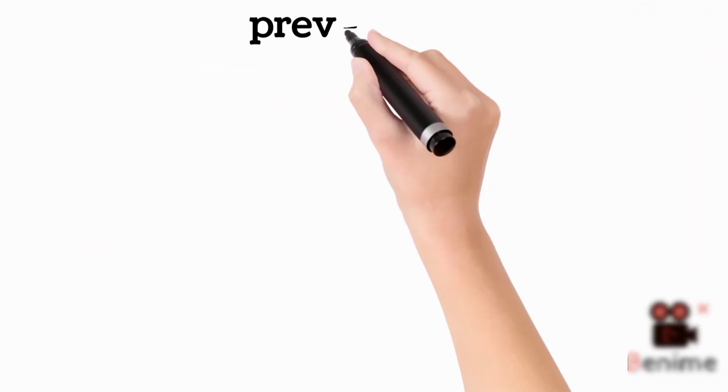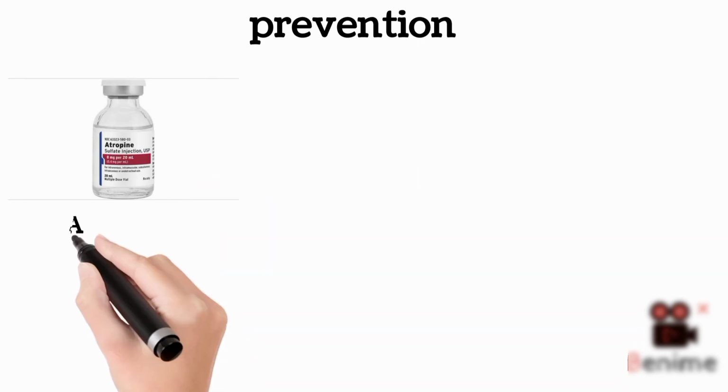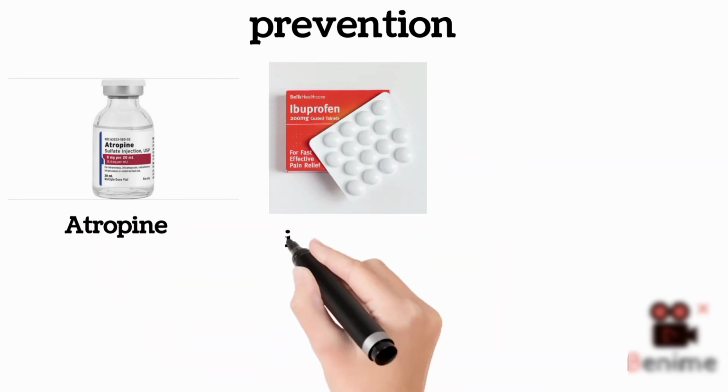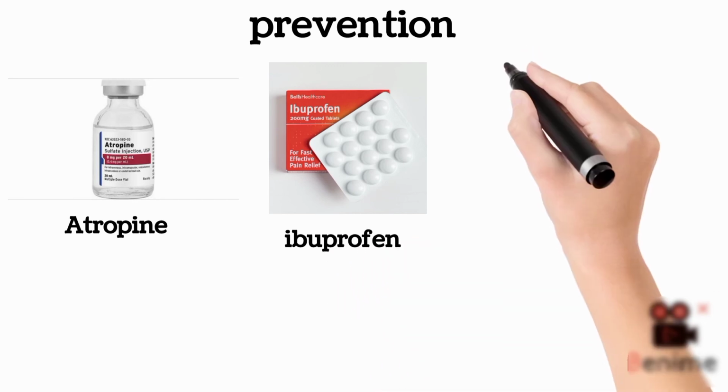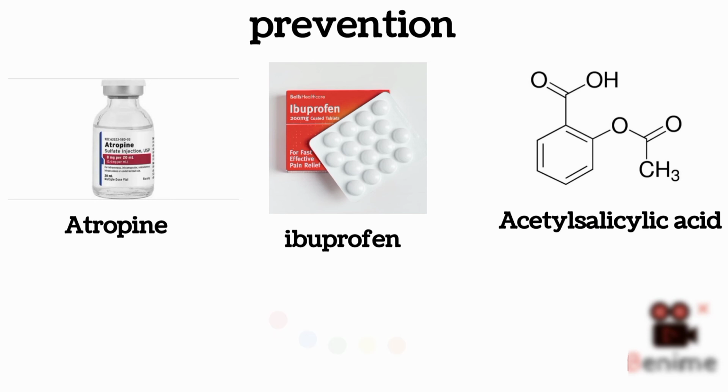Still under prevention, avoid the use of anticholinergics like atropine, which delay stomach emptying. Also, nonsteroidal anti-inflammatory medications like ibuprofen, and other medications that contain acetylsalicylic acid need to be avoided.